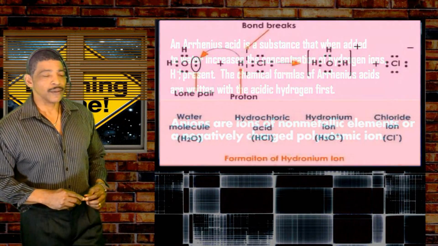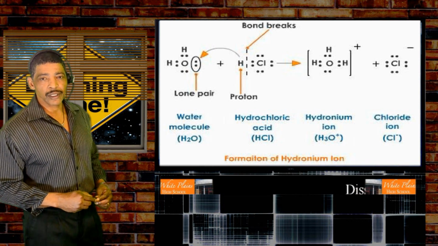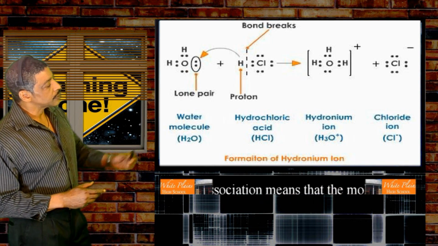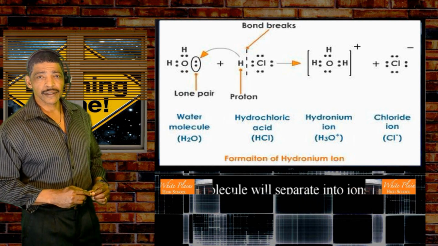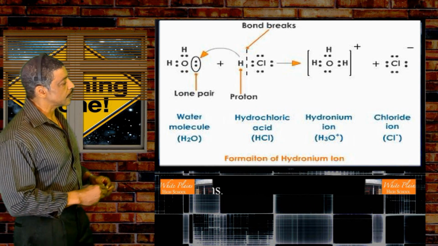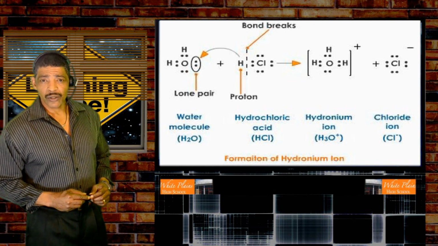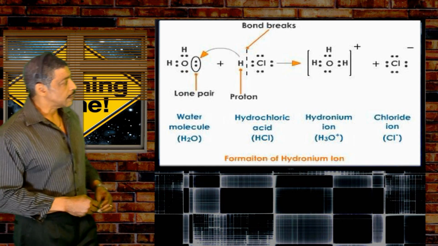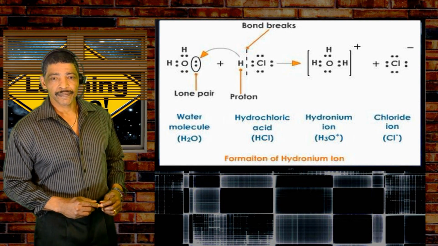Consider the following example where the compound hydrogen chloride is added to water. When hydrogen chloride is added to water, the proton associated with the hydrogen chloride molecule will dissociate. The proton is then attracted to a lone pair of electrons around the water molecule. This leads to the formation of what is called a coordinate covalent bond and the production of H3O+, hydronium ion.